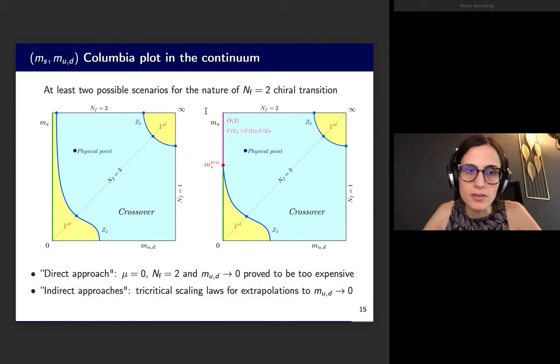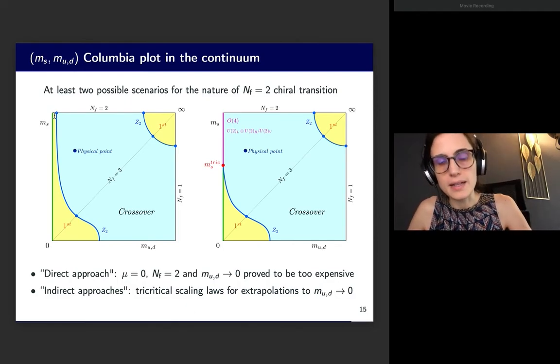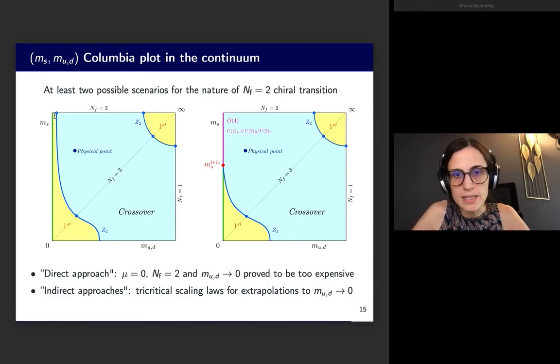You just sit on the top axis, you make the masses smaller and smaller, and you look at the transition and check what its order is, based on techniques that I'm going to introduce to you in the next videos. However, this direct approach has proved to be very expensive because, as I mentioned in the introductory video, the Dirac matrix that we have to invert in the course of our lattice simulations is ill-conditioned and becomes more and more ill-conditioned as the mass is sent to 0. So with standard solvers, you have significantly growing costs in your simulations.